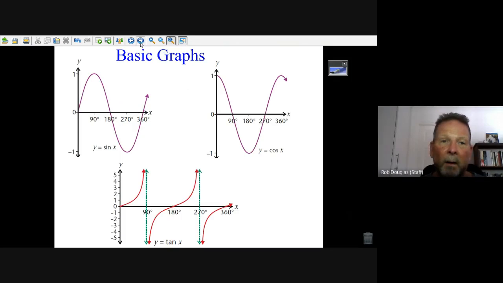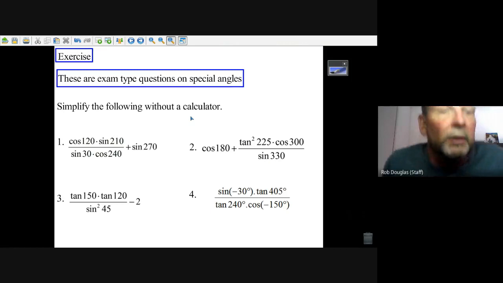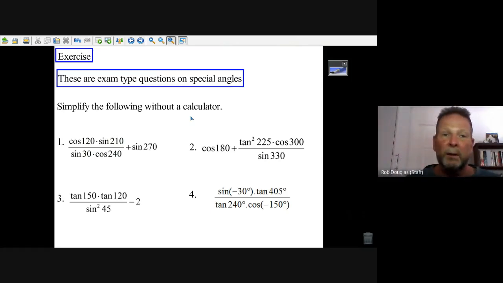Okay, I've made up questions here where you have to go to where it is, get the reference angle, and figure out the sign of the thing, and then use a special triangle to simplify the question. And it says without a calculator, if you use your calculator, you just don't get any marks at all. So I'll let you give this a try now.